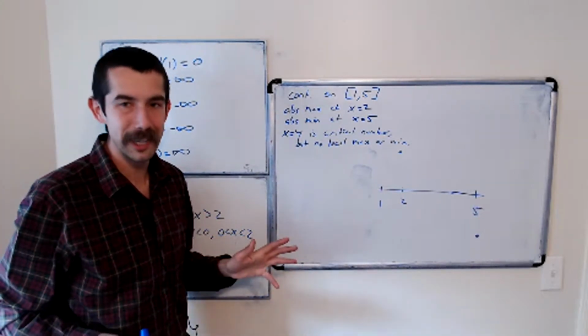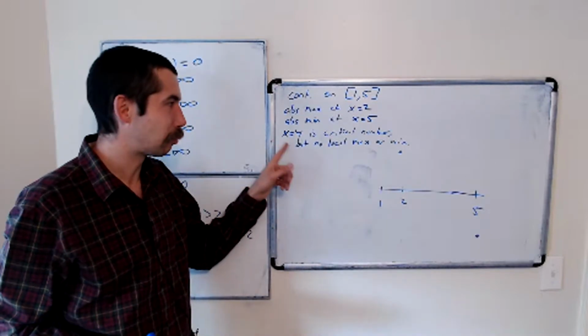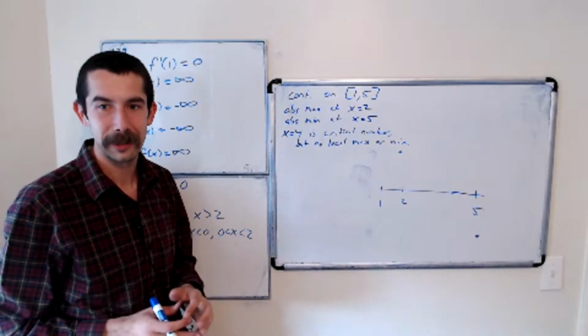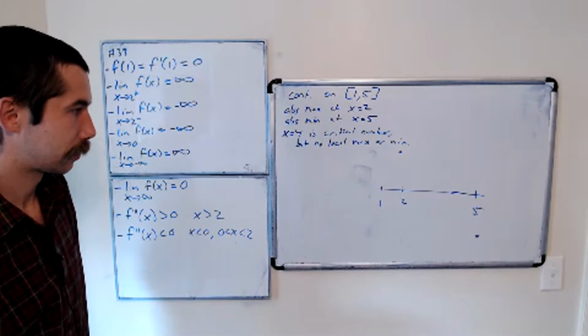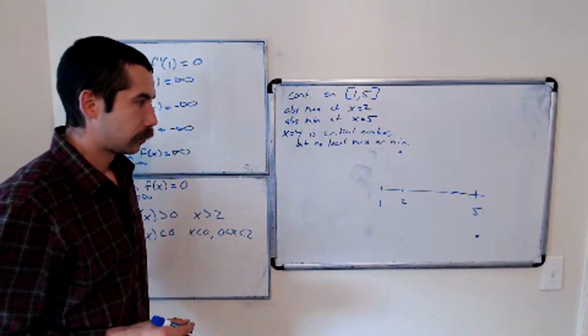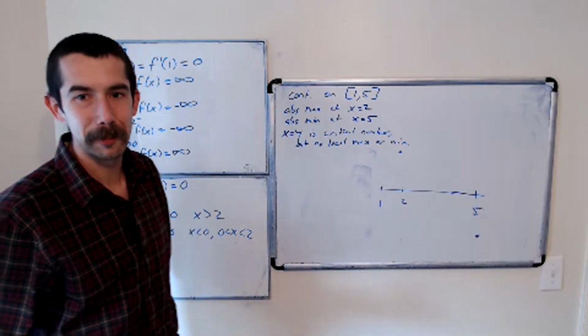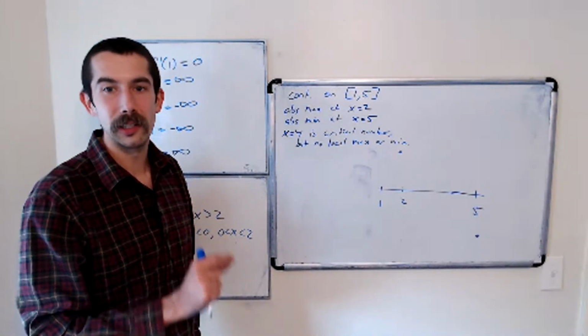So there's a number of ways this can be done. Let me know in the chat if anybody knows: how can x equal 4 be a critical number, but there's not a local max or a local min there? What is a critical number? A critical number is when our derivative is 0 or undefined.